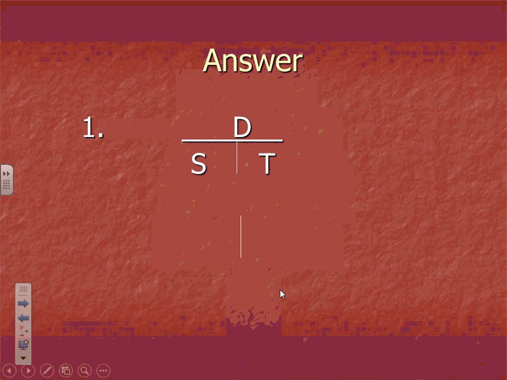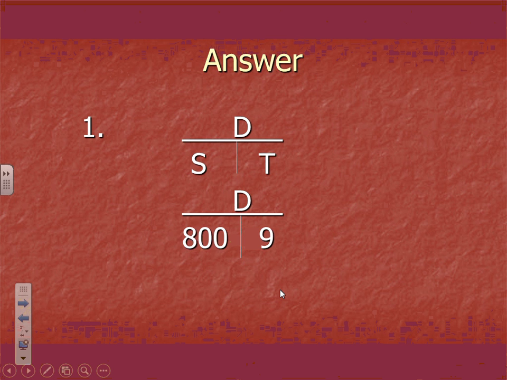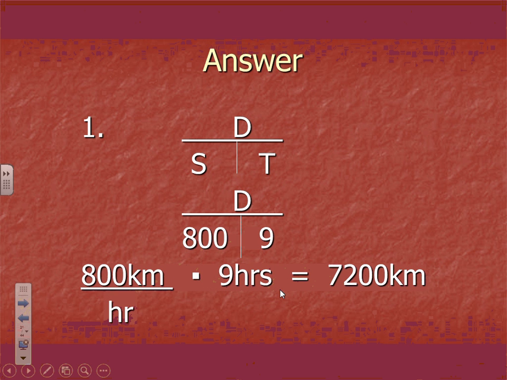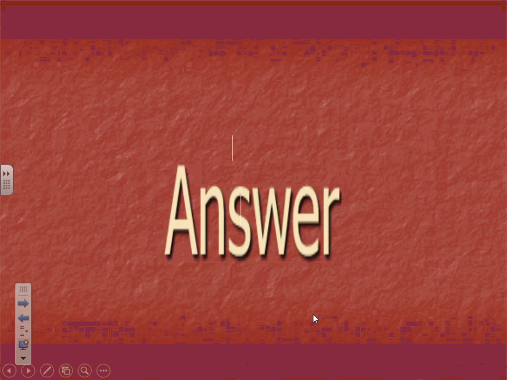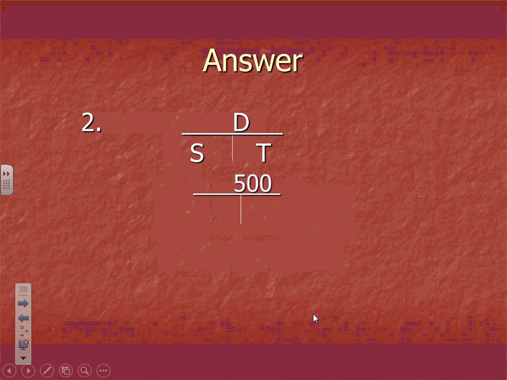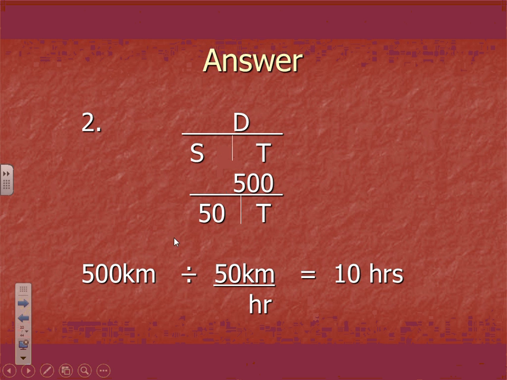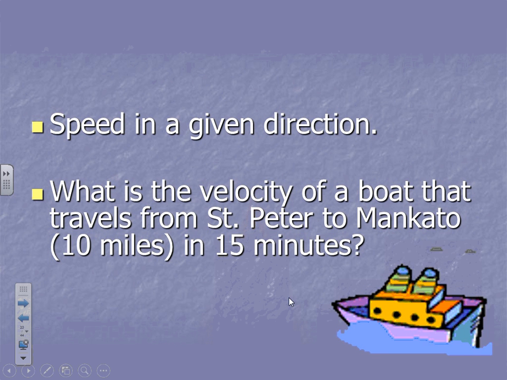Thank you to those of you that actually took the time to solve it. So number one, of course, you take 800 and multiply by 9, and you should get 7,200 kilometers. So it gives you the speed, 800 kilometers per hour. Take it times 9, and you should get 7,200. Now, answer 2 should be 500 divided by 50, which gives us 10 hours. Okay? So, thank you for those of you that actually did that.